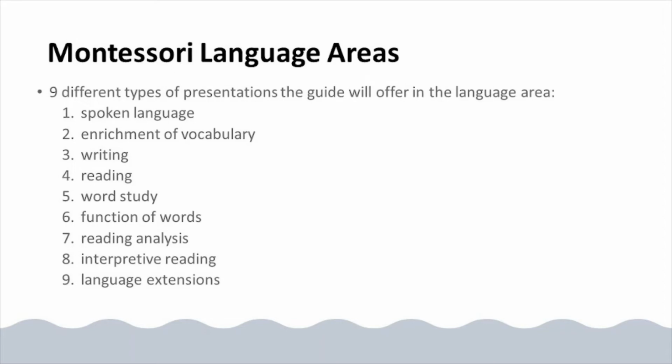Now in Montessori, we teach 9 different types of presentations. So we're going to offer all these presentations in the language area. And the first one is spoken language, and this is something we really work on when the child first enters the classroom, and we do this through conversations and storytelling and just maybe even some observations, right? So this is really an informal thing that we do.